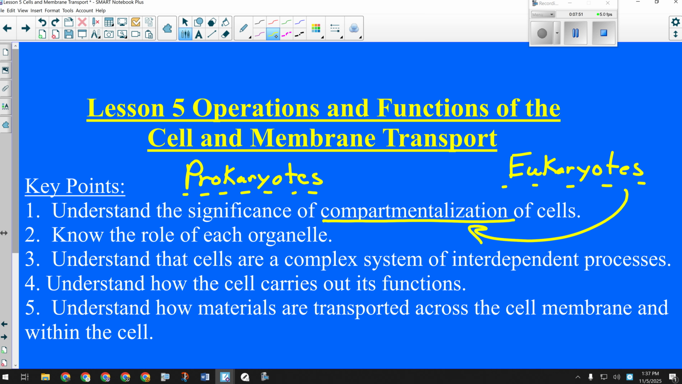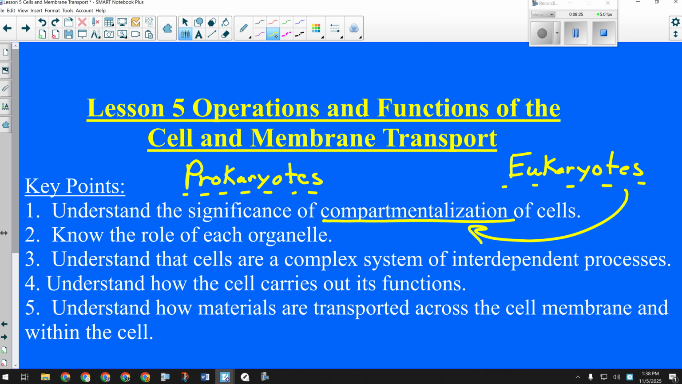All right. So other things we're going to go over: role of each organelle. Understand that the cell is a complex system of interdependent processes. Interdependent means process 1 needs process 2, process 3 needs process 2 and process 1, and process 1 still needs process 5 to work. They all depend on each other. If one of those processes fails, the whole system goes down. That's kind of the downfall of a eukaryotic cell. If one of them breaks down, the cell's probably going to die.